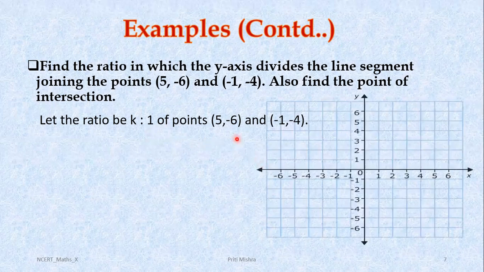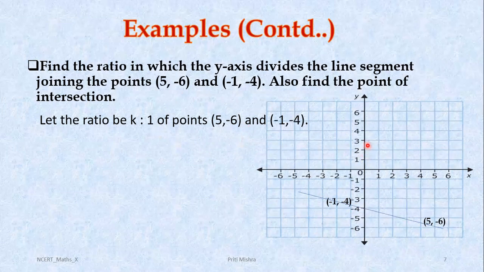Now I'm going to explain this question clearly with the help of this coordinate plane. So you can plot here the points (5, -6) and (-1, -4). 5, -6 we have here, and -1, -4 we have here. After joining these 2 points, this is the line segment. Now they are saying that this is divided by the y-axis. See, this is the intersection point at the y-axis, and this point is dividing this line segment in the ratio k is to 1.